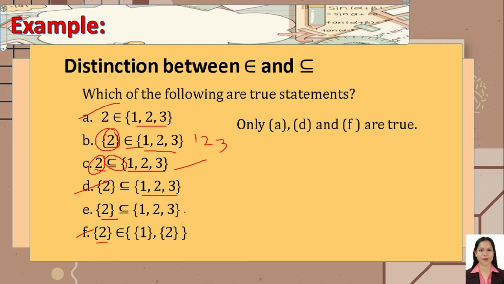Okay? And for letter E, para maging true naman si letter E, every element in the set containing only the number 2... So, as you can see, dito, dapat meron pa ditong 1 and 3 para masabi natin na they are subset. Kasi dito, yung kulang dito na element is 1 and 3. So, therefore, letter E is false. Kaya yung true lang po dito is C, A, D, and then C, F.